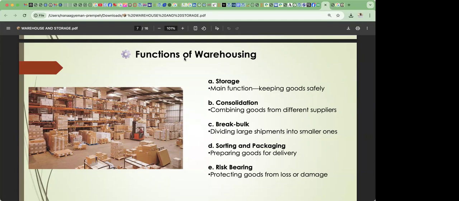All right, so very well noted. Now let's look at some of the warehouse functions: storage, consolidation, break bulk, sorting, packaging, and all that. The warehouse is indeed a place where there can be some kind of assortments happening. Even though the main function is to store, there are other ways of looking at how warehouses operate.